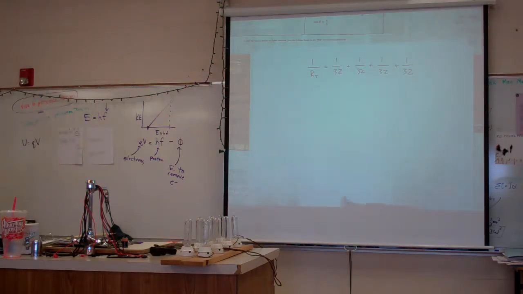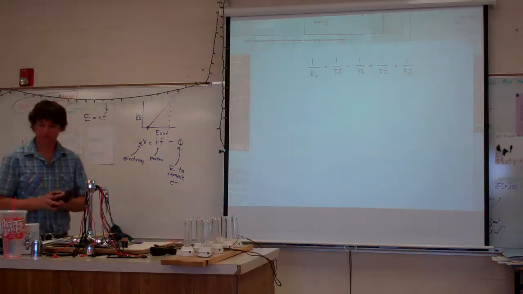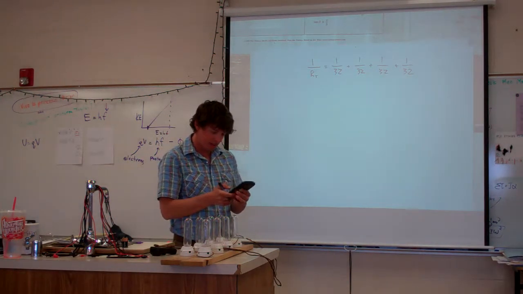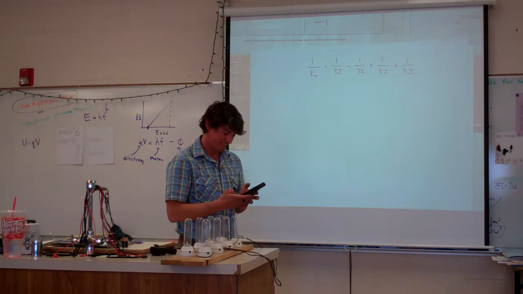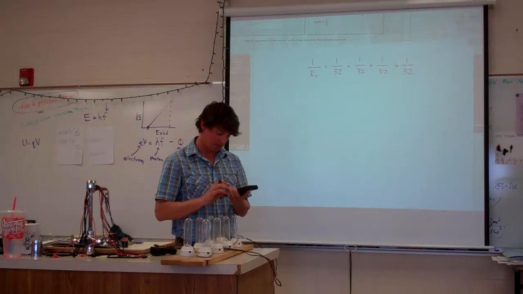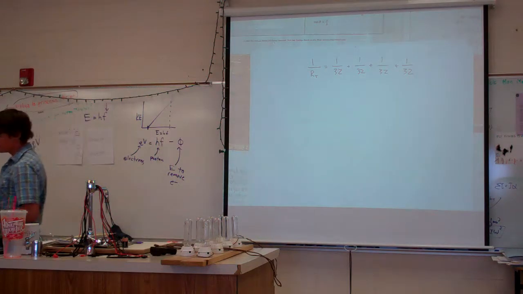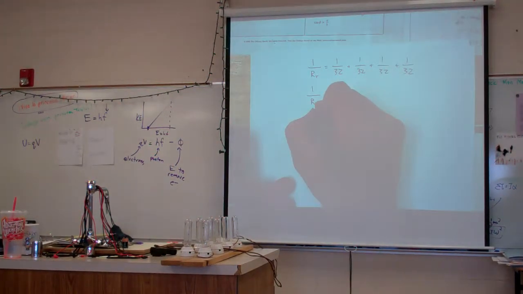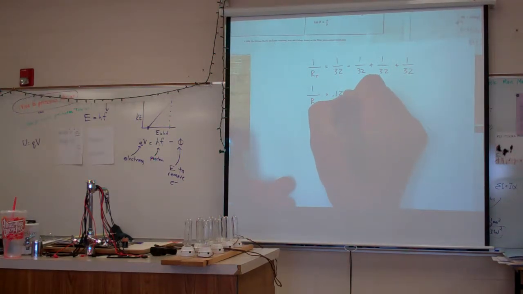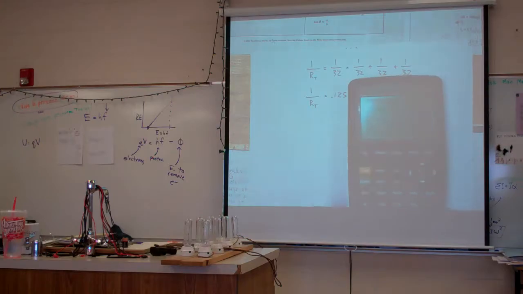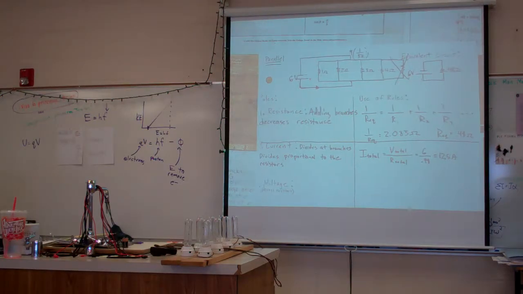Okay? So, if I take out my calculator, somebody stole my favorite calculator. Let me borrow it. Okay, I do 1 divided by 32 times 4, and I get 0.125. So that means 1 over RT equals 0.125. Then I have to do 1 divided by 0.125, and I get 8. That makes sense. Okay, you guys see? Alright, so it should be 8 ohms, and it actually works out.